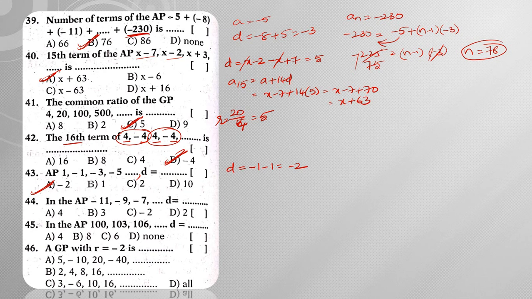Next, in the AP minus 11, minus 9, minus 7, what is the value of D? So D is equal to minus 9, minus of minus 11 is plus 11. 11 minus 9 is 2. Hence the answer is 2 here.